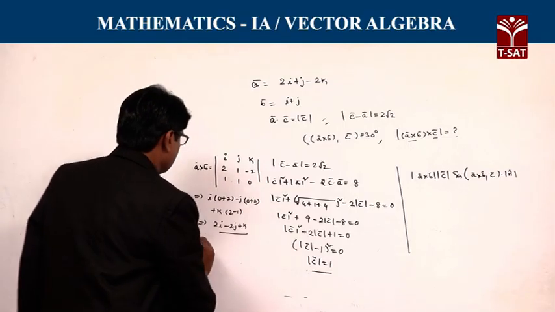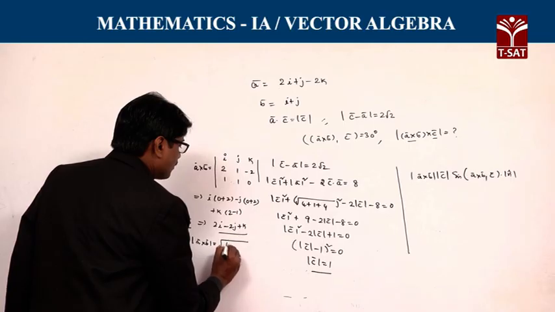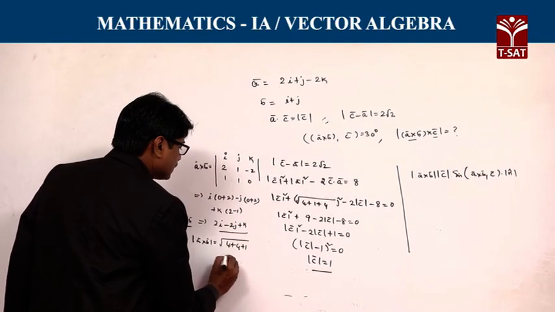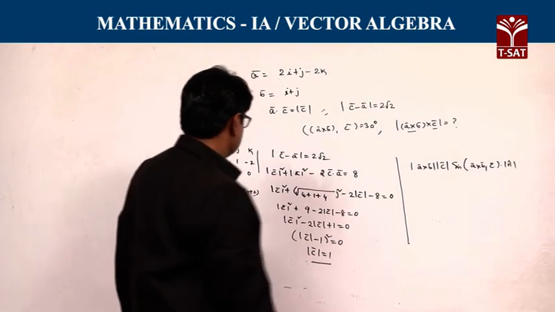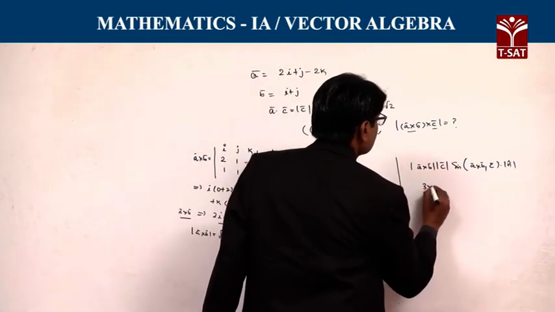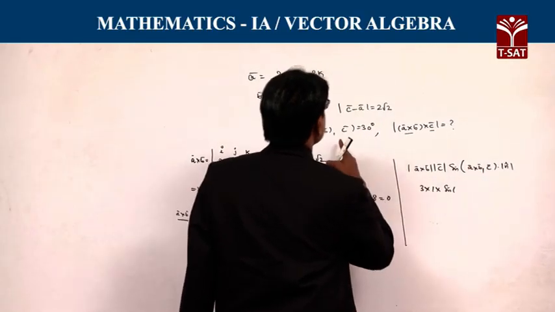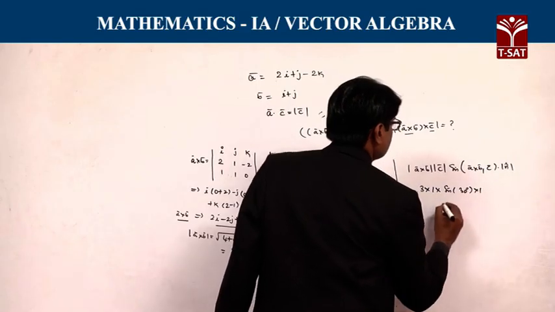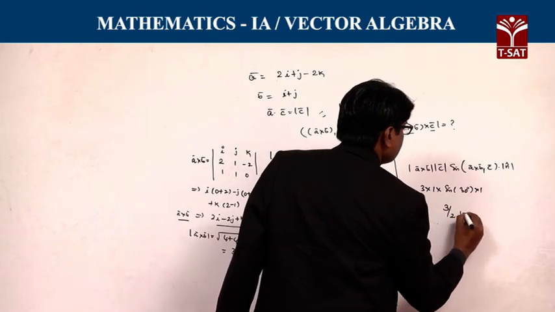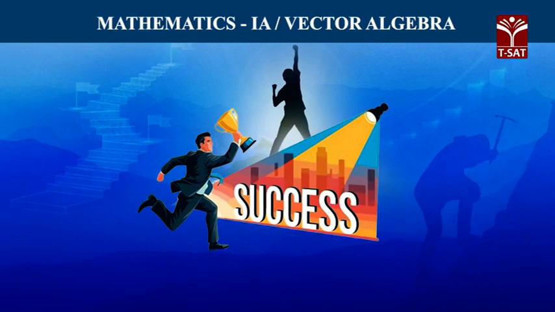Now, mod of A bar cross B bar will be is equal to square root of 4 plus 4 plus 1, which is nothing but 3. These two values substitute here. This is 3 into mod of C bar will be 1 into sine of angle between A cross B, that is 30 degrees into 1 sine 30. So, 3 by 2 units. The magnitude of A cross B cross C equal to 3 by 2 units.